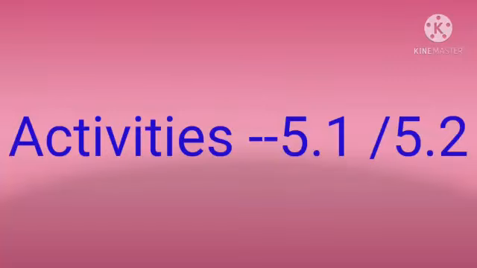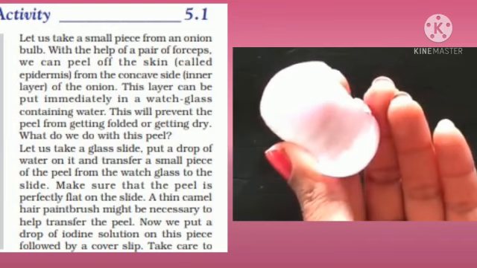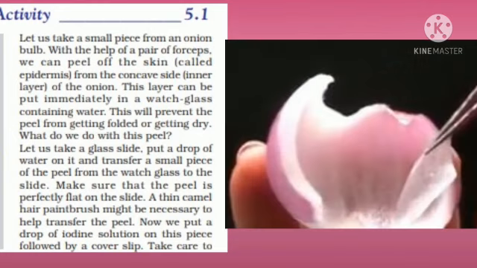Today we will see two activities, 5.1 and 5.2. Now let us see the 5.1 activity. Firstly, we have to take a small piece of onion pulp.